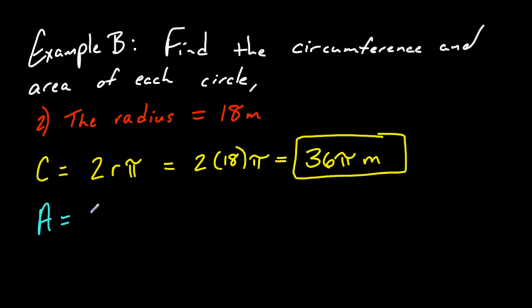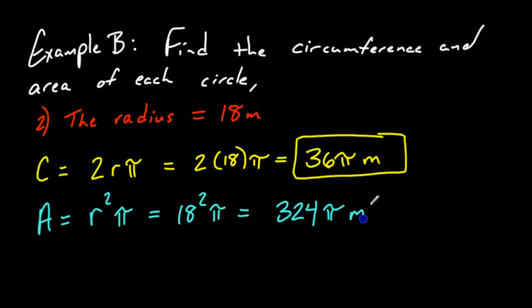And area is going to be r squared pi. So we're going to plug in what we have. It's 18 squared times pi. 18 squared, a little bigger number here. We've got 324 pi meters squared.